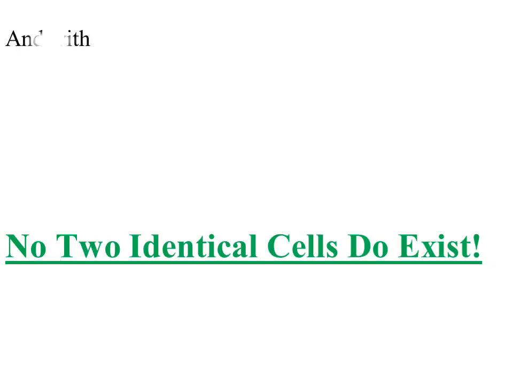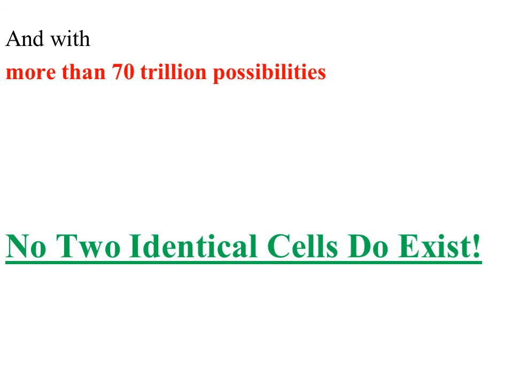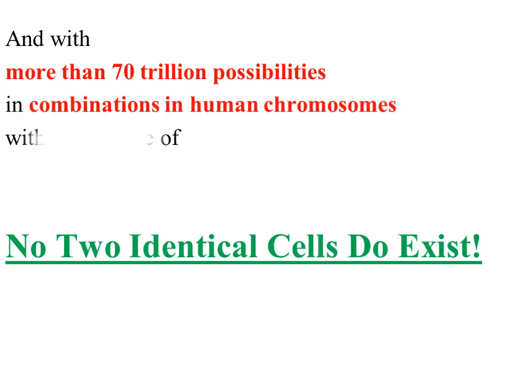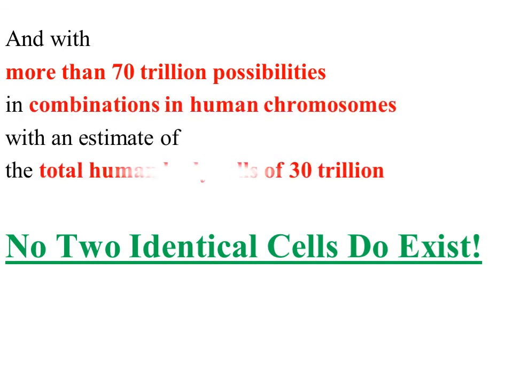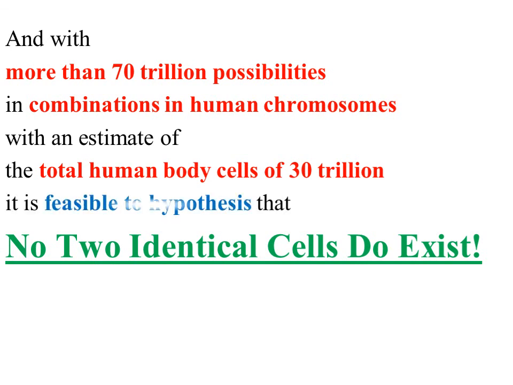And with more than 70 trillion possibilities and combinations in human chromosomes, with an estimate of the total human body cells of 30 trillion, it is feasible to hypothesize that no two identical cells exist.